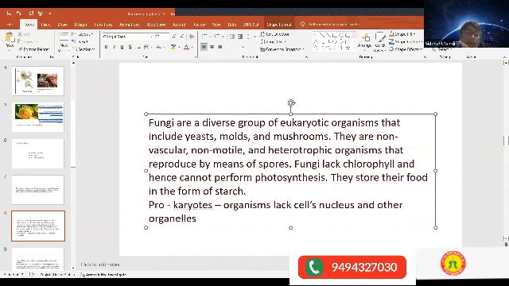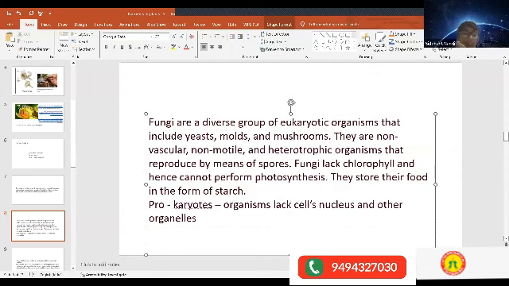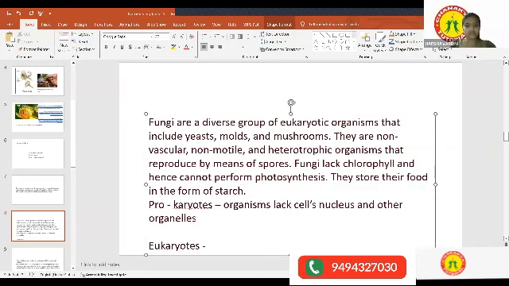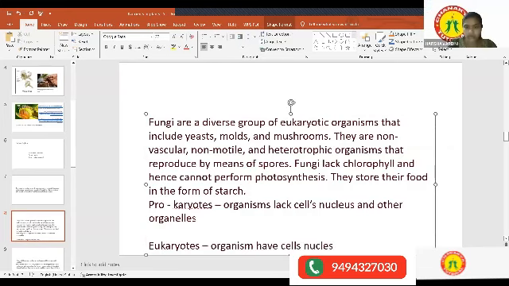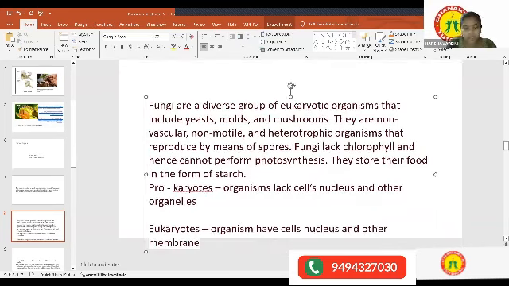Ma'am, amoeba has a nucleus. Find out and come. Eukaryotes are organisms, okay, wait, I'll type this and I'll tell you. Organisms that have cells, nucleus, and other organelles. Please note it down. Yes, they have membrane, they are called membrane bound organelles. So they have specific.